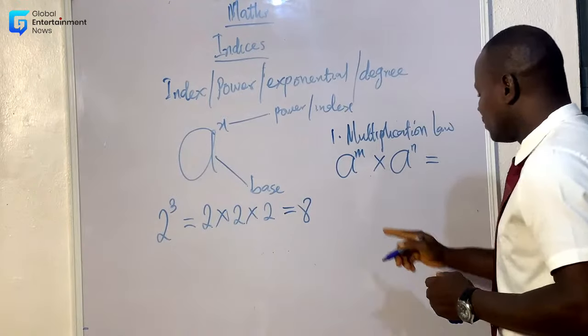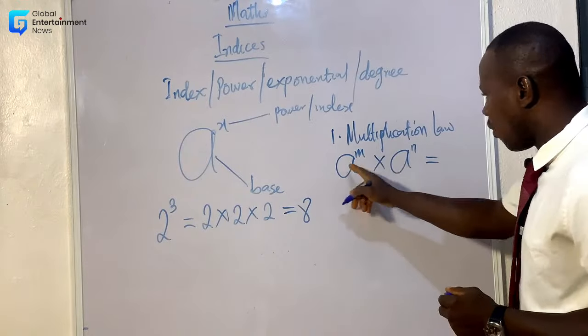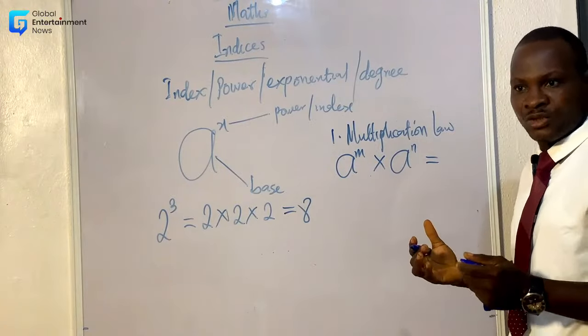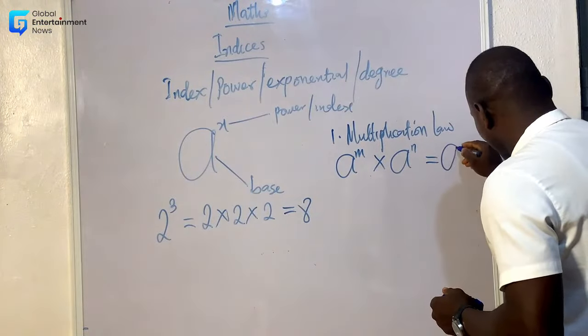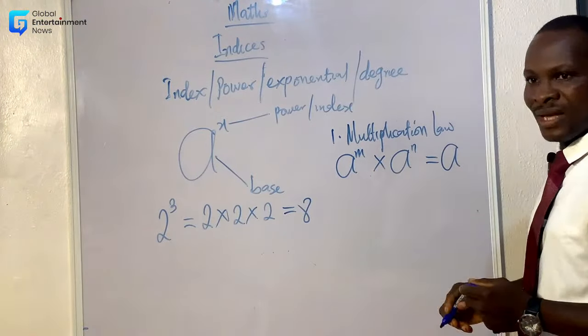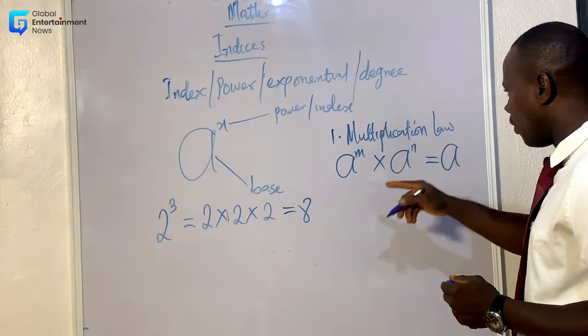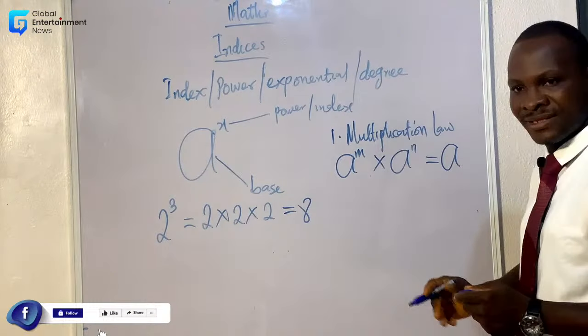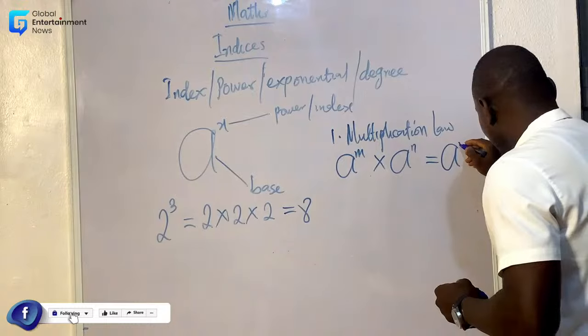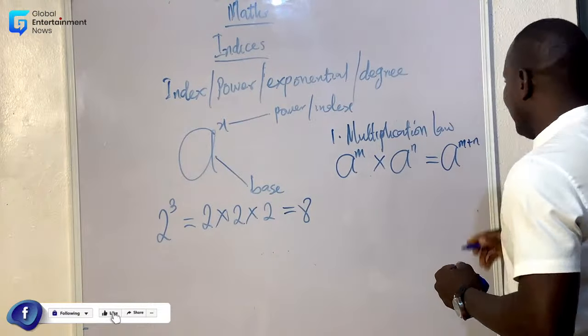With this now, because the bases are the same, what we are going to do is pick one base, which is a. And then, because it's the multiplication law, the power or the index, we sum together, which is m plus n.